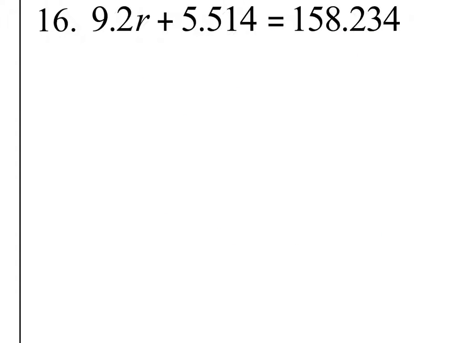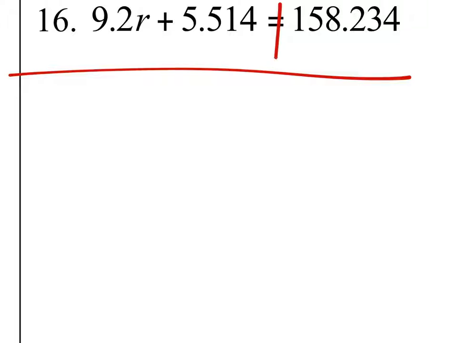Everyone so far today has really liked number 16 because it was so fun. So let's make it even more fun by doing it. I'm going to use the T method. The first thing I should do is get those 9.2 R's all by themselves. To do that, I'm going to have to subtract 5.514 from both sides of the equation.